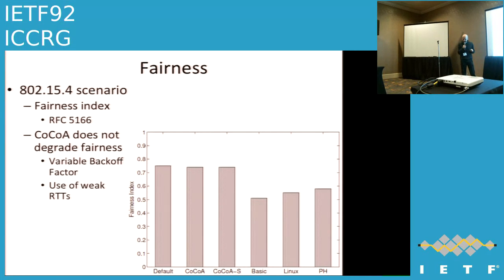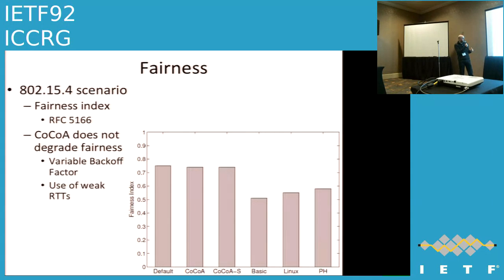Another aspect we have analyzed in these experiments is fairness. So what we do here is that we evaluate fairness in the 15.4 scenario, which is challenging because there are different paths with different characteristics. In the GPRS scenario, the path is always the same for all communications between the two endpoints. However, here we have some short paths of just one hop and some longer paths of up to 4 hops in this 15.4 testbed.